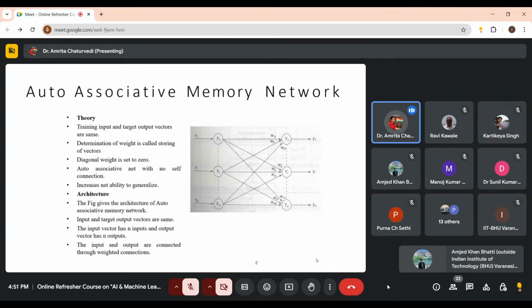Now let us see the auto-associative memory network. In an auto-associative memory network, we have the same number of neurons in both the input and the output layer.